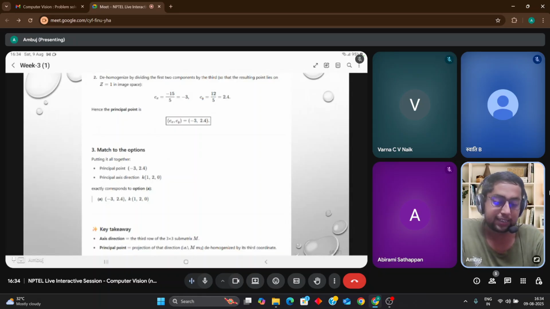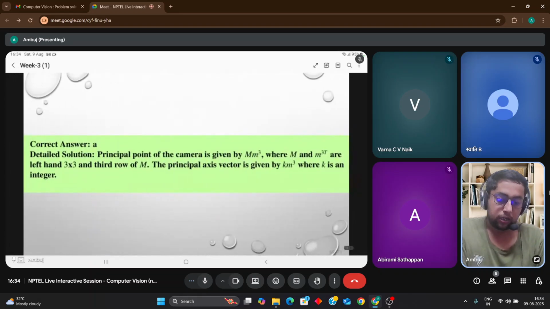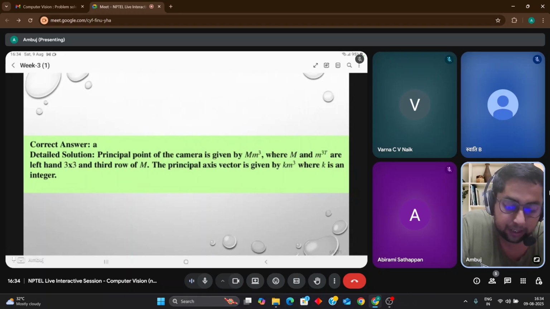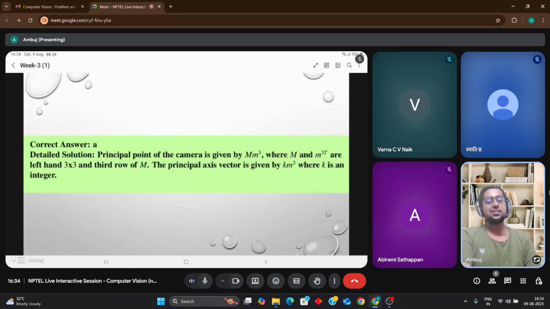The axis direction is the third row, and the principal point is M times M3. The correct solution is A. The principal point of the camera is given by M times M3, where M and M3 transpose are the left-hand 3 by 3 block and the third row of matrix M.